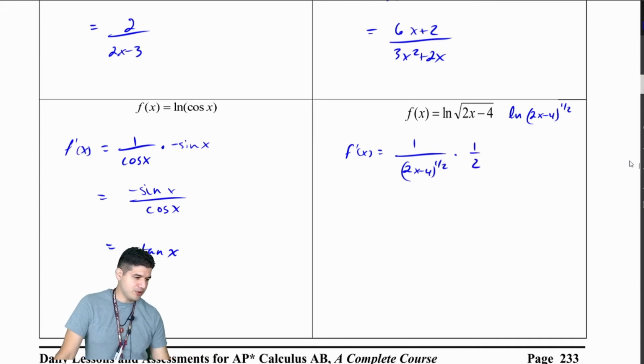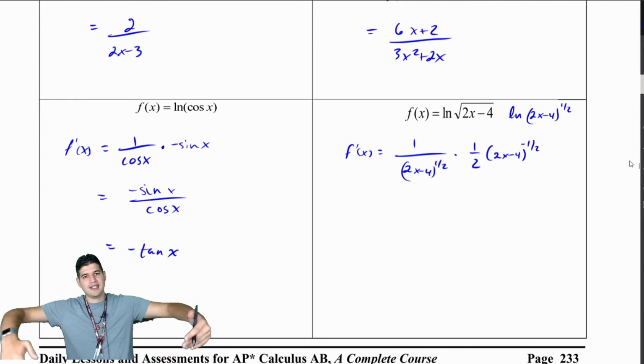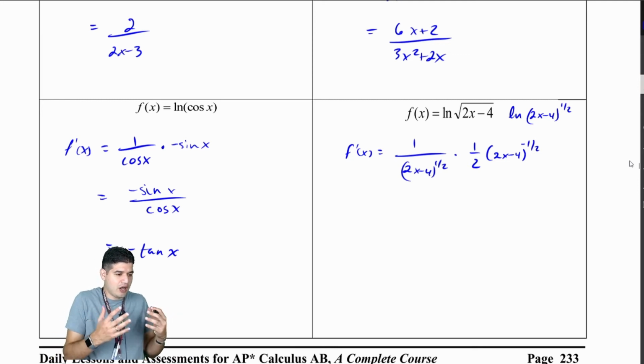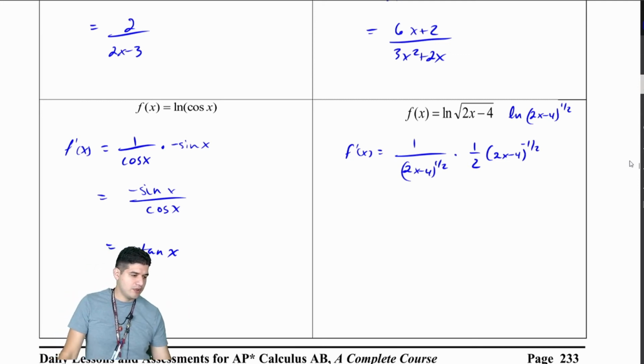I'm going to hold on to the 2x minus 4. I'm going to subtract 1, so 1/2 minus 1 is negative 1/2. And then I'm going to multiply by the derivative of 2x minus 4. What is that derivative? Well, that's just times 2.